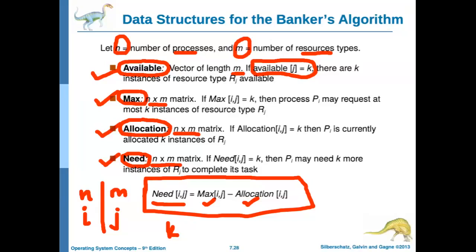Similar is the case for resource types. And whenever you come across j, always remember it is Rj, that means the jth resource type. And instances will be denoted by k. That is what the quantity is. Is that okay? Let us move to the next.